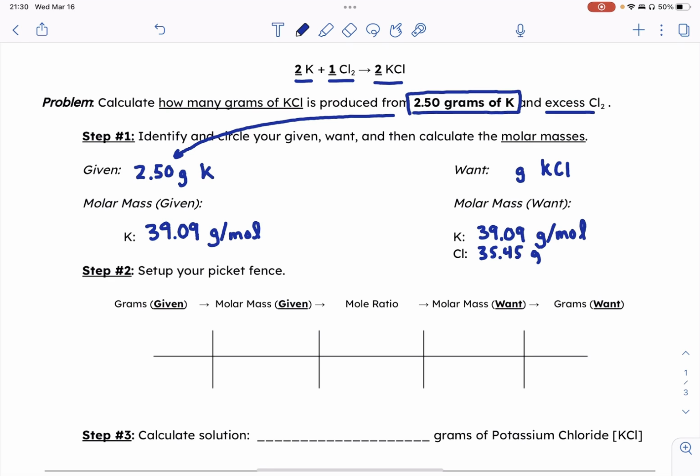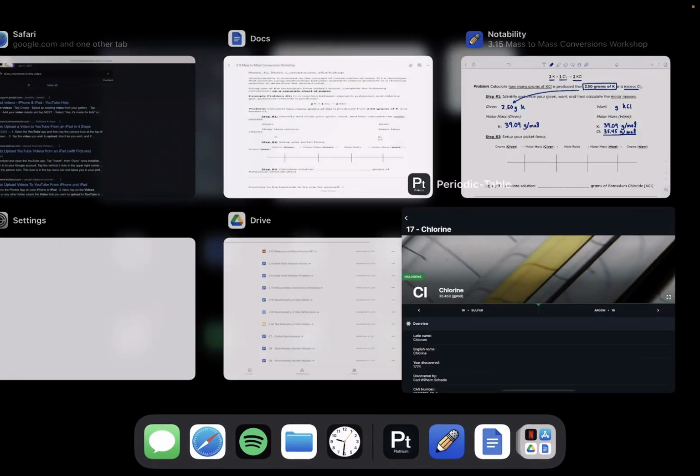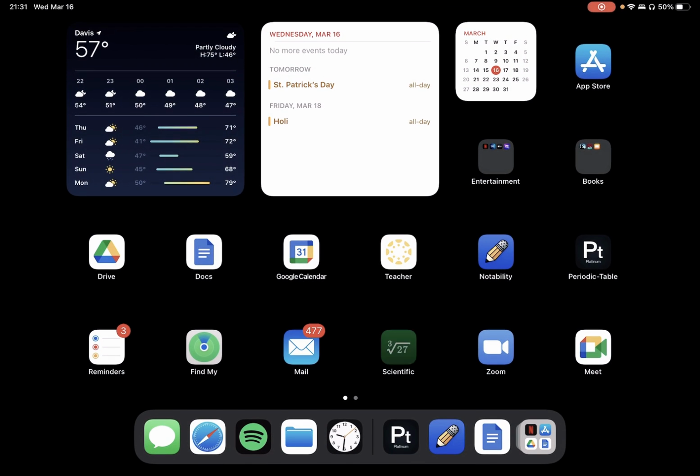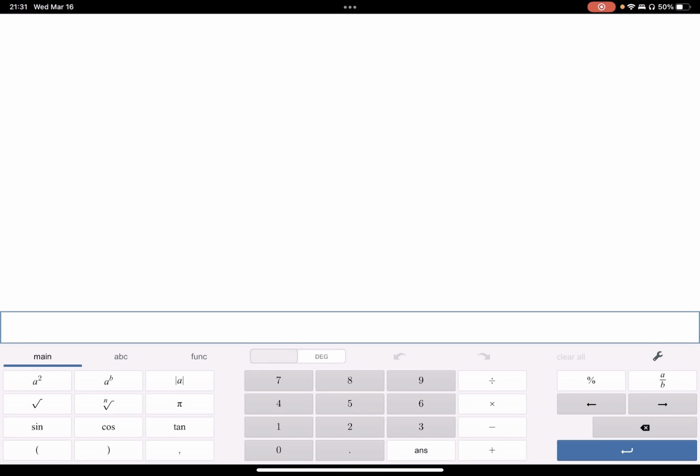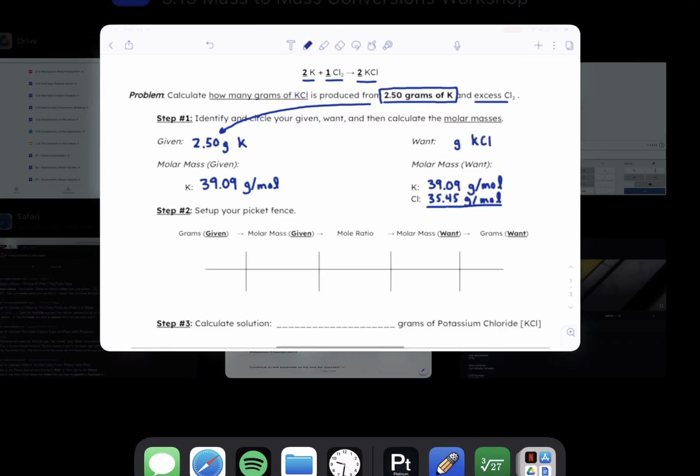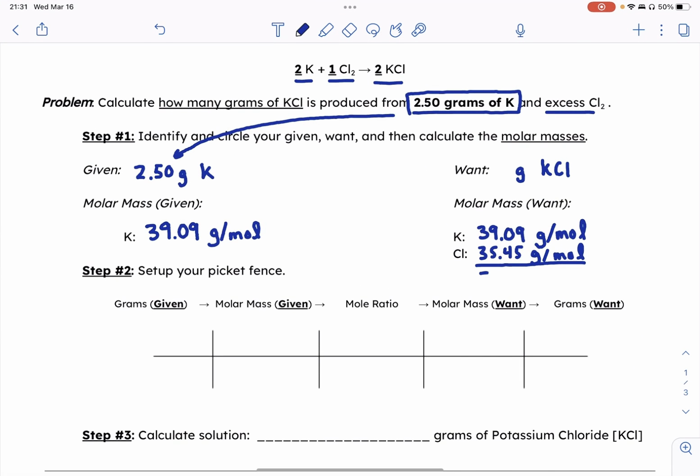35.45 grams per mole. Okay, we're going to go ahead and add up those two numbers. Let's bring up Desmos. 39.09 plus 35.45 gives me 74.54. So the molar mass is 74.54 grams per mole.